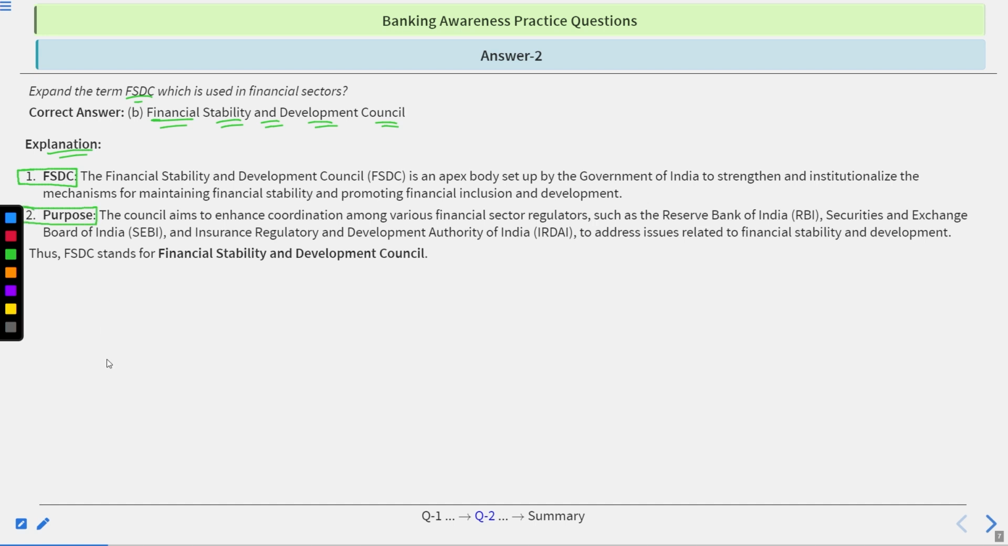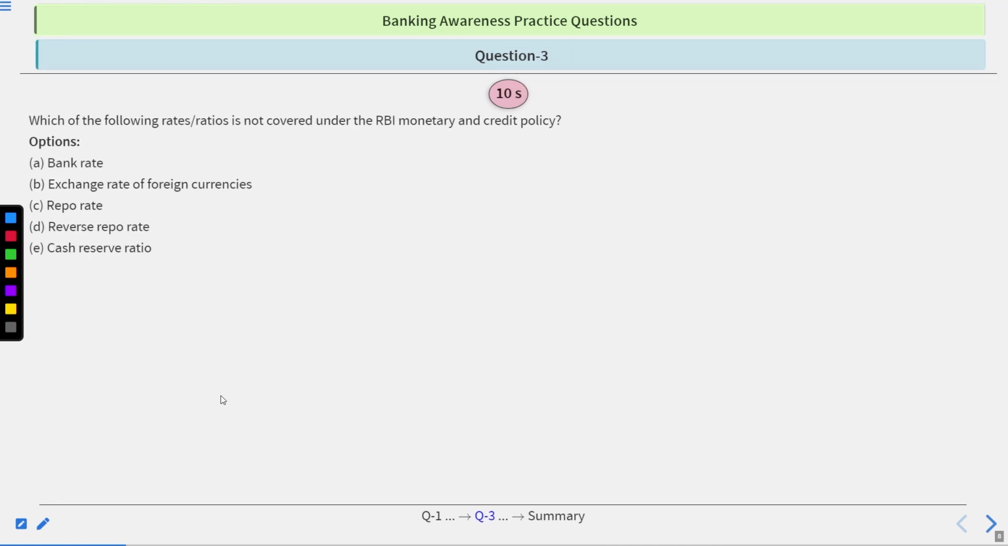So, the Council aims to enhance coordination among various financial sector regulators, such as the Reserve Bank of India, RBI, Securities and Exchange Board of India, SEBI, and Insurance Regulatory and Development Authority of India, IRDAI, to address issues related to financial stability and development. Thus, FSDC stands for the Financial Stability and Development Council. Okay, then let's move on.